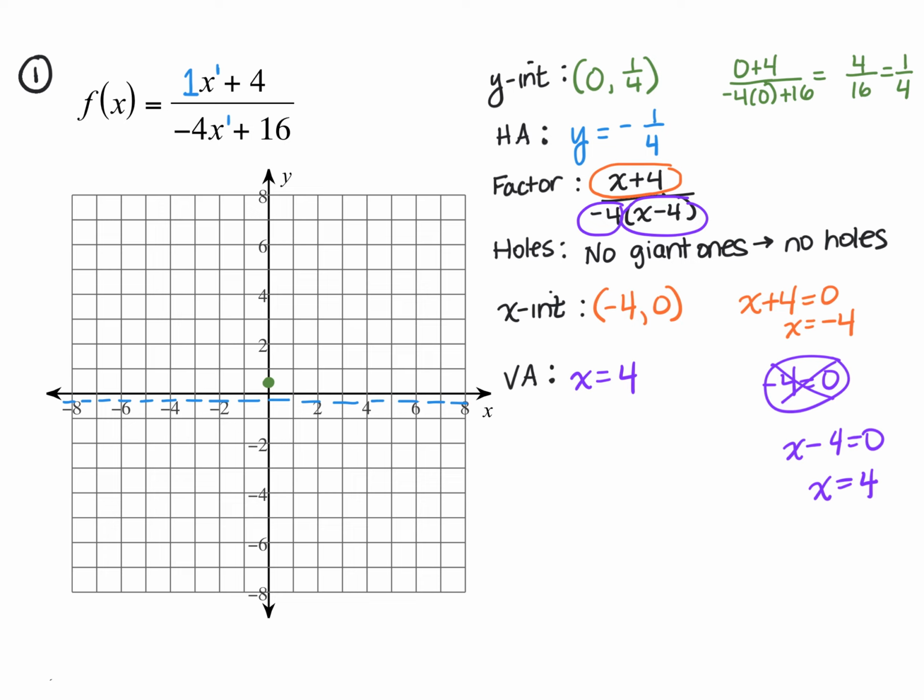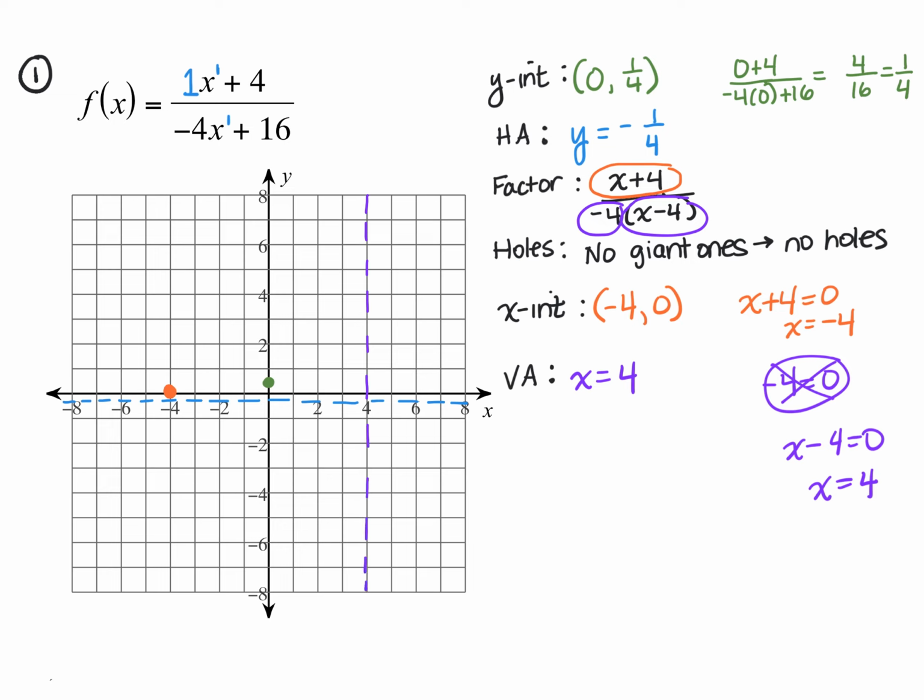We don't have any holes in the function, so we don't need to worry about graphing a hole, but we do need to graph our x-intercept at (negative 4, 0), which would be right here. And then finally, we have a vertical asymptote at x equals 4, which will be a vertical line.